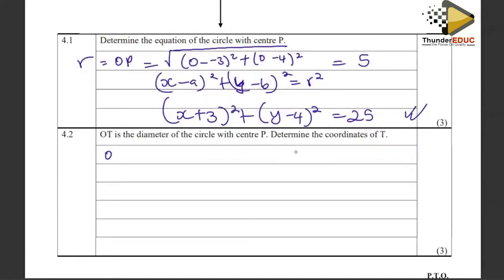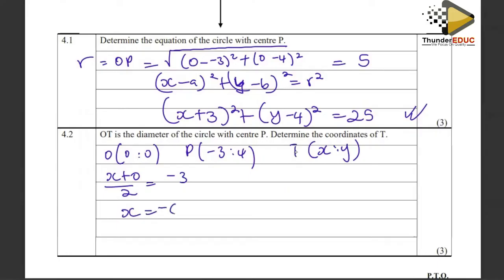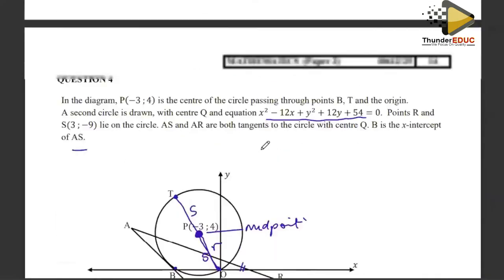So if our O is (0, 0), our P is (negative 3, 4), our T is (x, y). So we're going to say (x plus 0) over 2 must give us this midpoint, negative 3. Cross multiply, x is negative 6. Do the same with the y. (y plus 0) over 2 should give us 4. Cross multiply, y is 8, meaning that T is going to be (negative 6, 8).